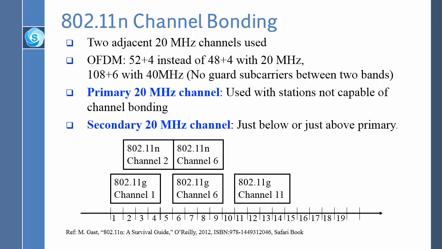Okay? So you have to declare primary, and this is secondary. And another use of primary is this is where you send the beacon. On the primary, you send the beacon and you say, well, this particular network has channel bonding, and it uses these two channels, right? And everybody who is listening can also say that I can use that, when they send RTS, CTS, whatever.